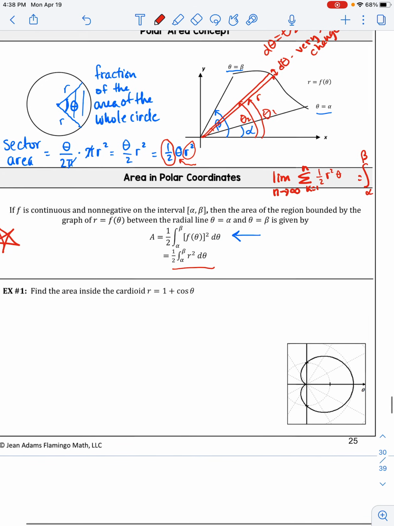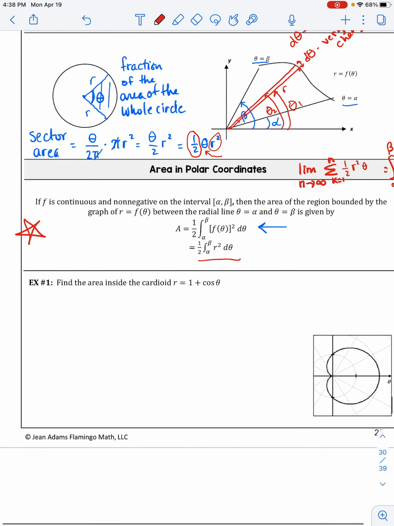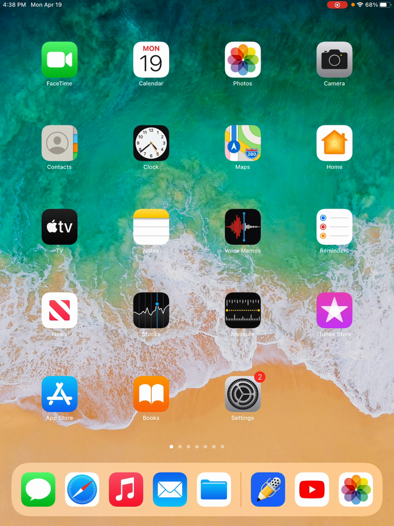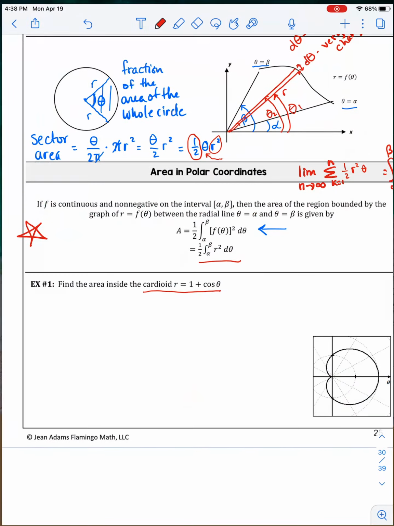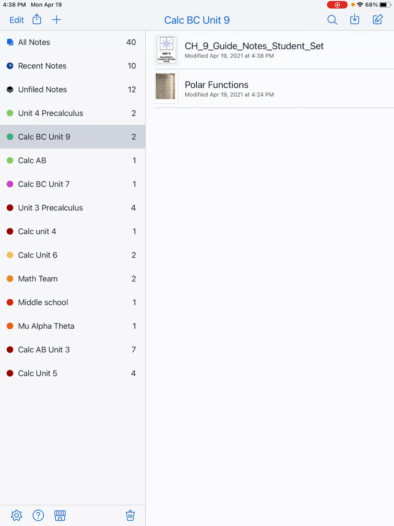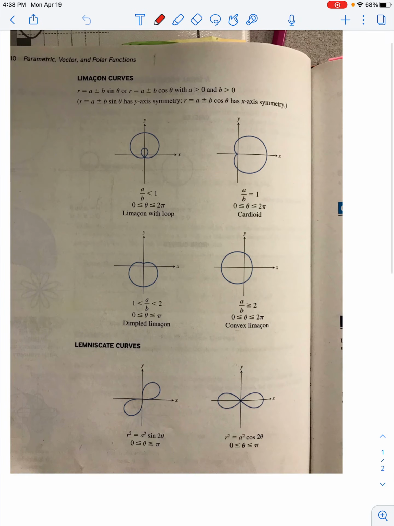So this is the formula we're going to be using when it asks us to find the area. We just have to figure out how we're going to know when to start and when to stop. What I did was I put on your Google Classroom, because we're looking at a cardioid for this first example, this thing called polar functions, and I'm going to show it to you.